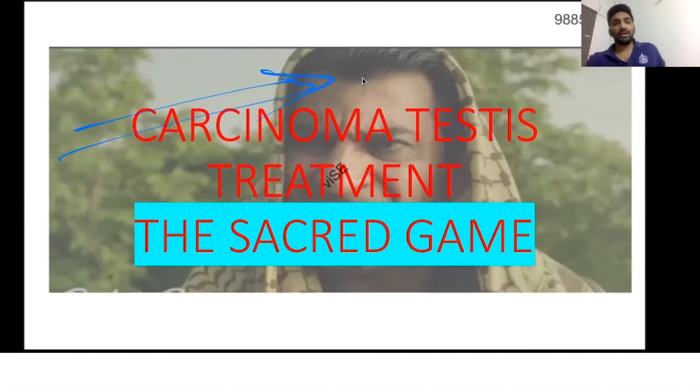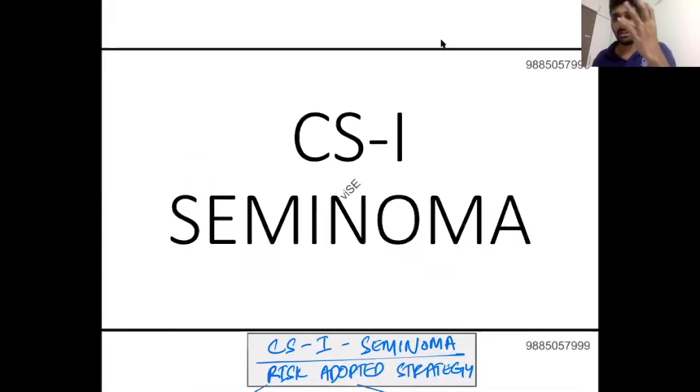And in today's series, I shall make an attempt to help you understand and simplify the concepts of management of carcinoma testis. Before we go into any intricate matters, I'm repeating again: one, stage the patient; two, risk stratify the patient; three, assign the patient to a treatment based on the risk category; and four, simply follow up the patient and treat accordingly.